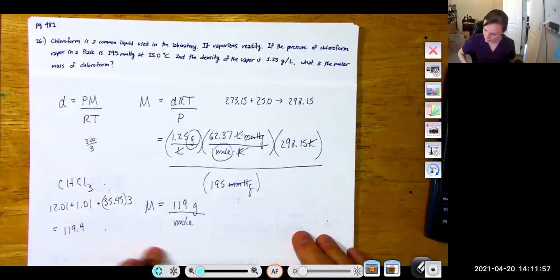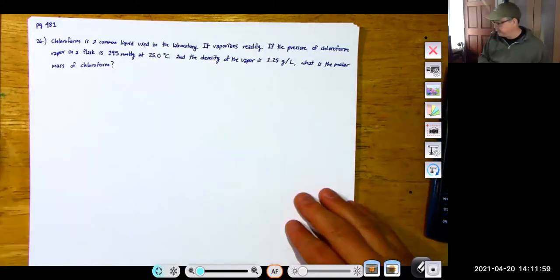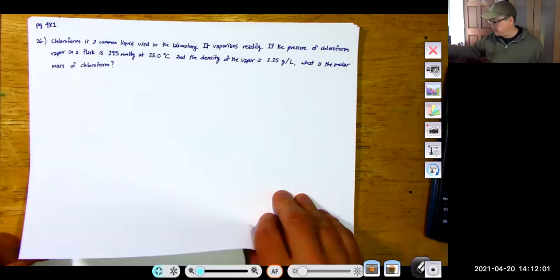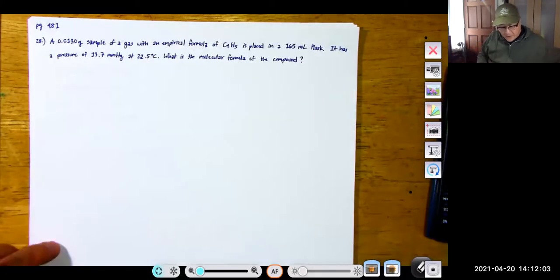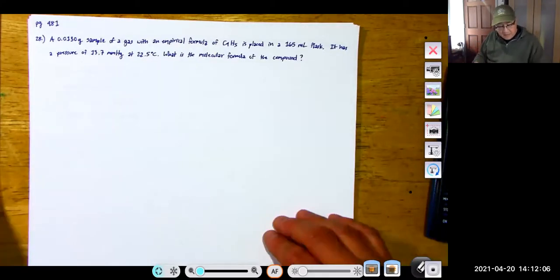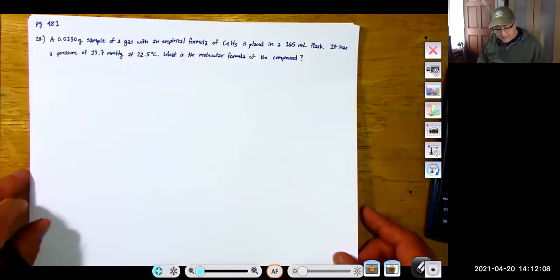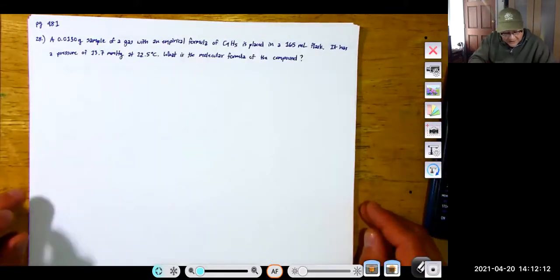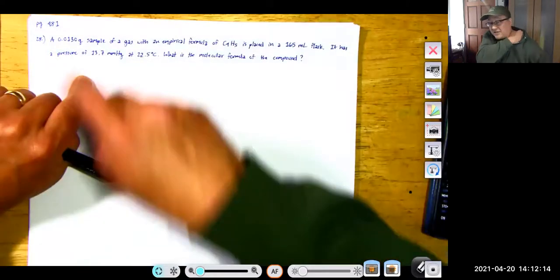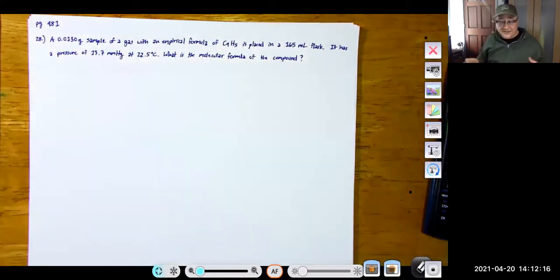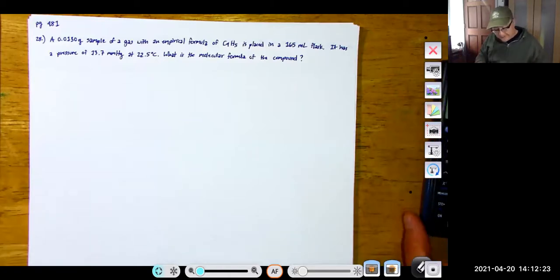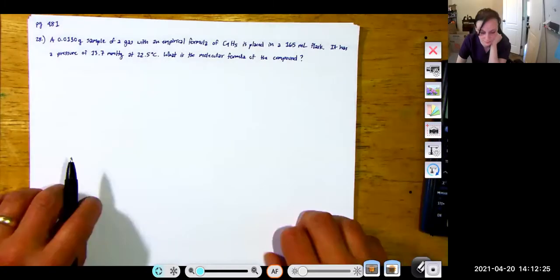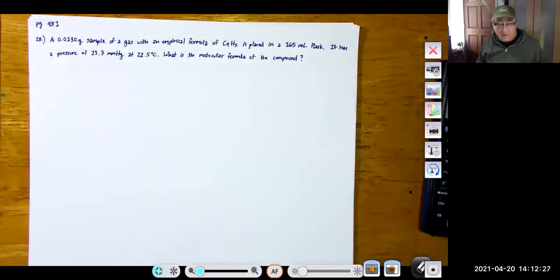Okay. So any questions about this one? Nope. Okay. A 0.130 gram sample of a gas with an empirical formula. And I'm going to be honest, when I see grams, I'm almost thinking this is going to be one with density, because density is grams per milliliter or grams per liter. So my radar is up for using D equals PM over RT.